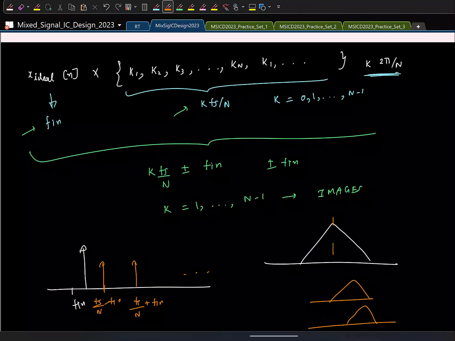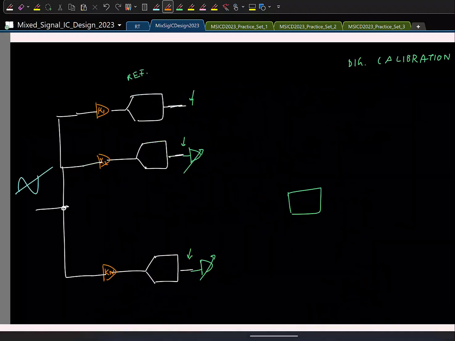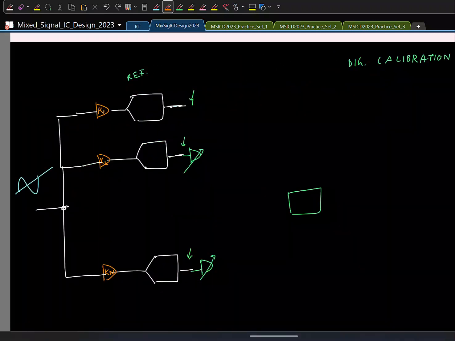Okay, so let's look at the last non-ideality, which is, what is it?